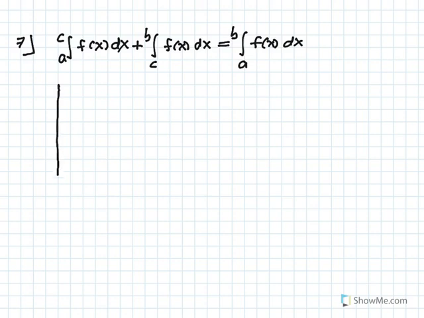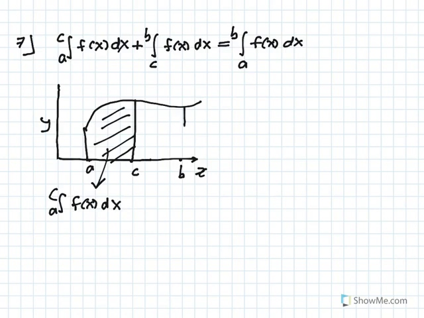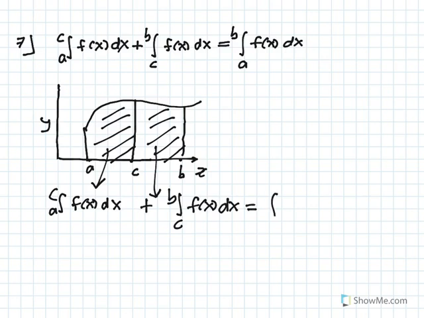So here we have the y-axis, and here we have the x-axis, and we have a, c, and b, and some arbitrary curve. So this portion here is the integral from a to c of f of x dx. That's a definite integral. And this shaded area is the integral from c to b of f of x dx. So it's clear that if we add these two, we get the entire area from a to b of f of x dx.